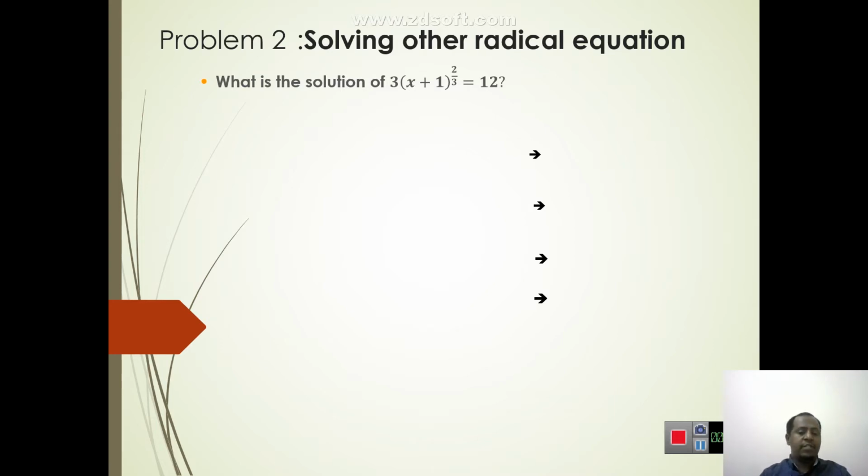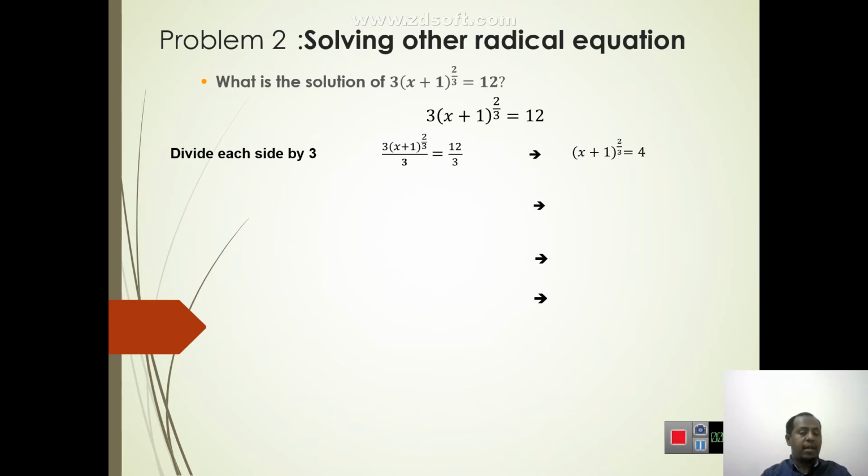Yes, the first step is to isolate the radical expression. In order to isolate the radical expression, I need to divide each side by 3. So I will get (x plus 1) to the power of 2 over 3 is equal to 4. What do you think will be the next step?